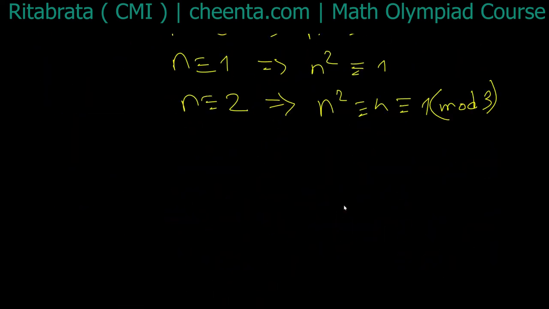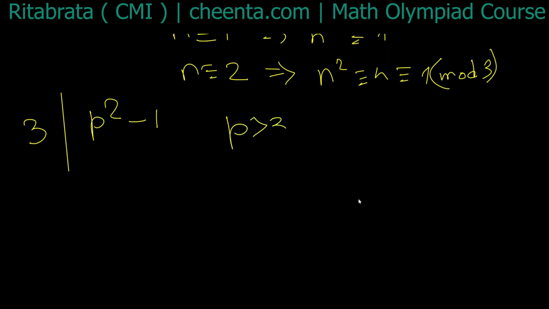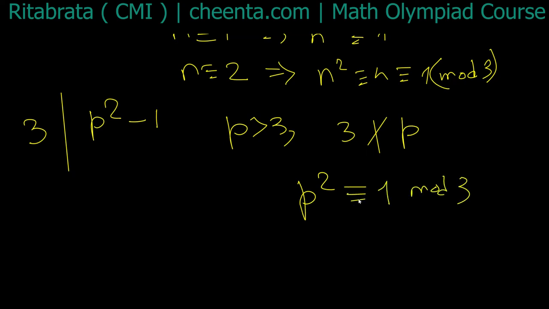So as p is a prime, p square minus 1 is divisible by 3. As p is greater than 3, 3 doesn't divide p, as p is a prime, so p square is not 0, so p square is congruent to 1 mod 3. And this part is done.